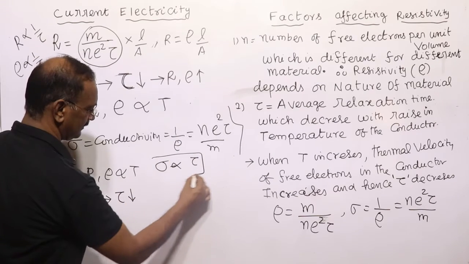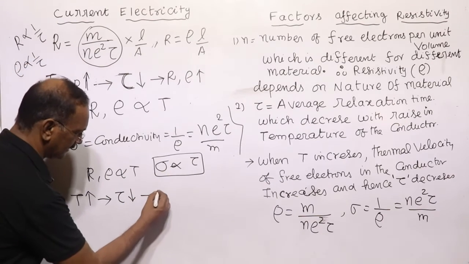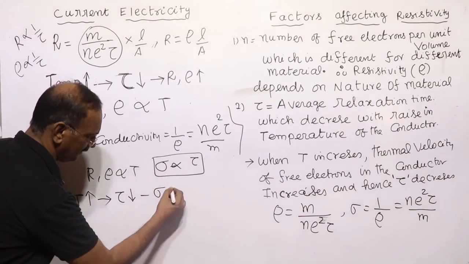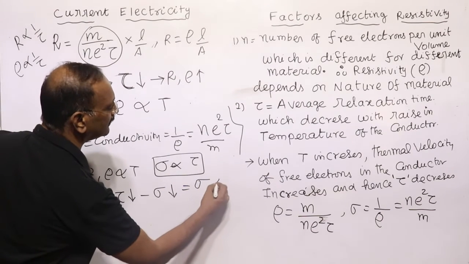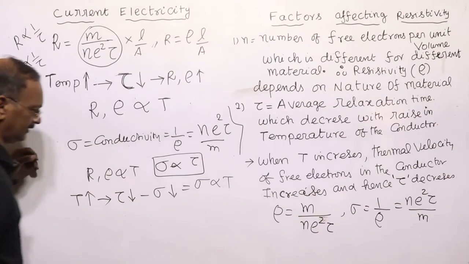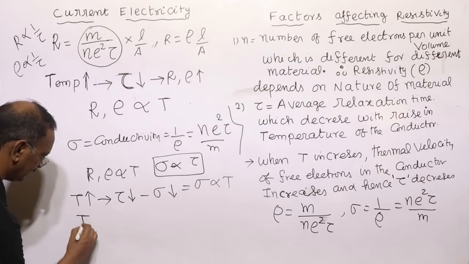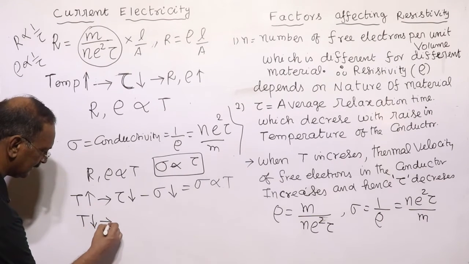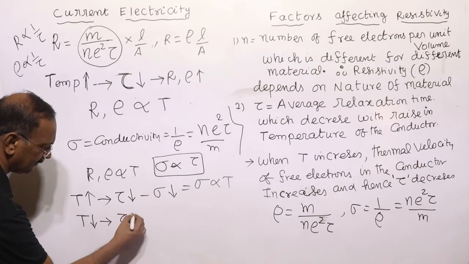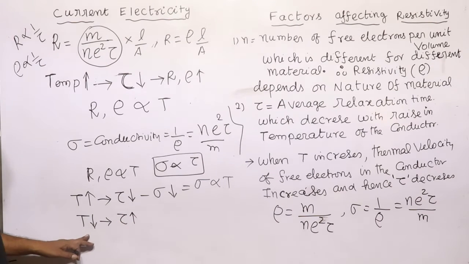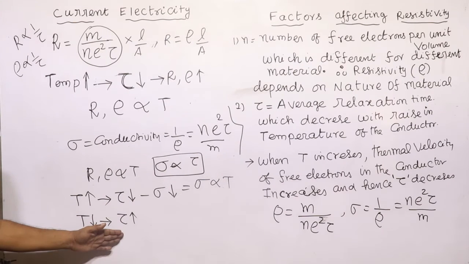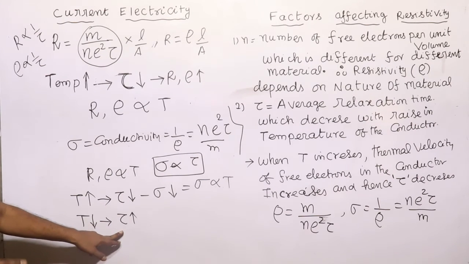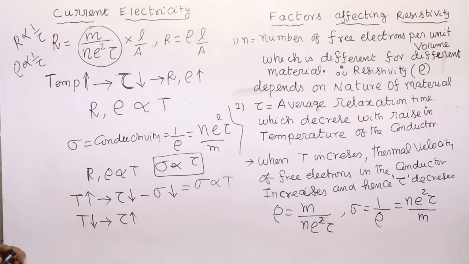See, if the relaxation time is decreasing, the conductivity will also decrease. It means we can say conductivity is directly proportional to the temperature. Same thing, if temperature decreases, the tau, the relaxation time, increases. Why? Because the temperature is decreasing, the average thermal velocity decreases, therefore the time taken between two collisions also will increase.